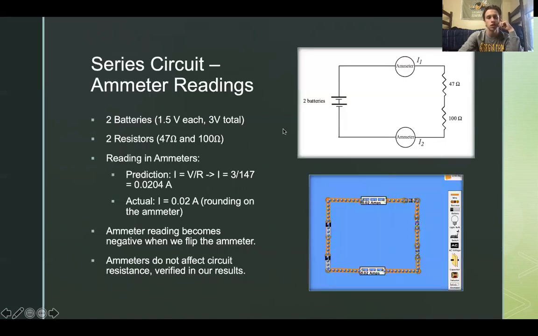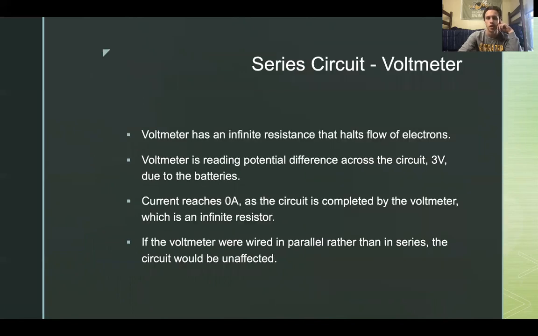For our series circuit using the ammeter readings, we had two batteries that were 3 volts in total. We had two resistors at 47 ohms and 100 ohms. The readings in these ammeters we predicted using Ohm's law, which gave us a value of 0.0204 amps, while the actual value was 0.02, and this was due to the rounding on the ammeter. When we flip the ammeter, the reading becomes negative, and ammeters do not affect circuit resistance, which was verified in our results.